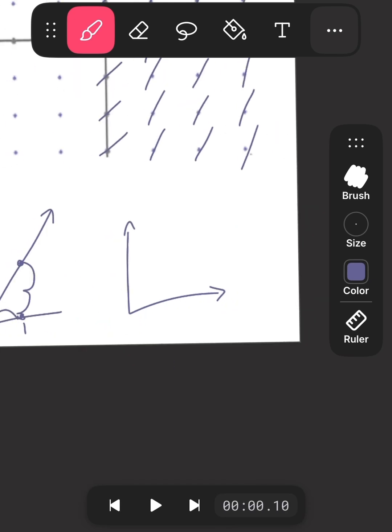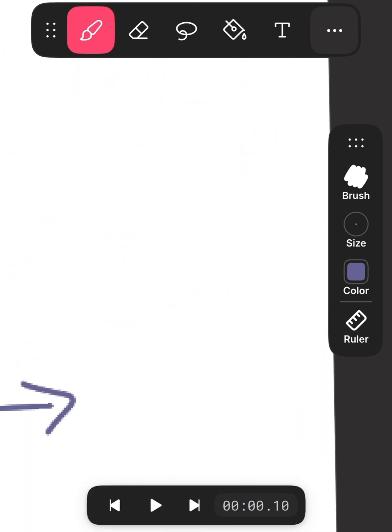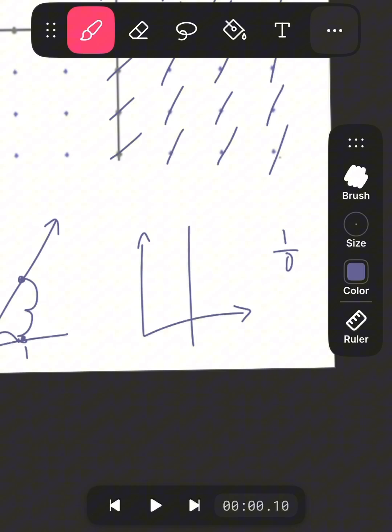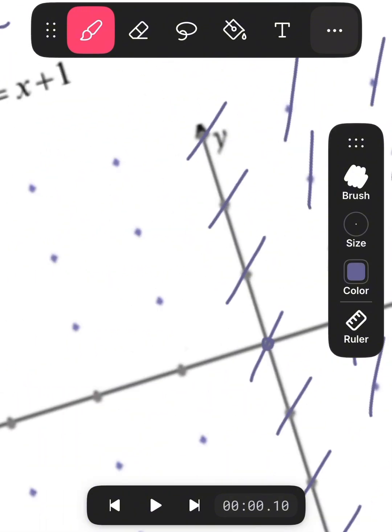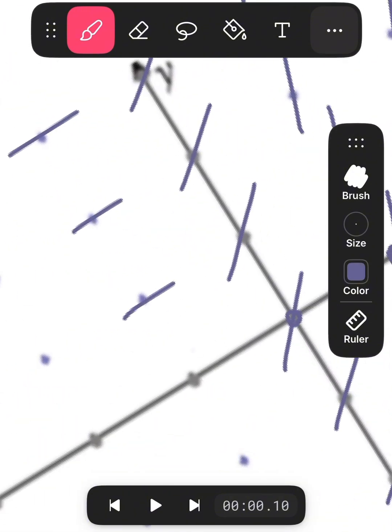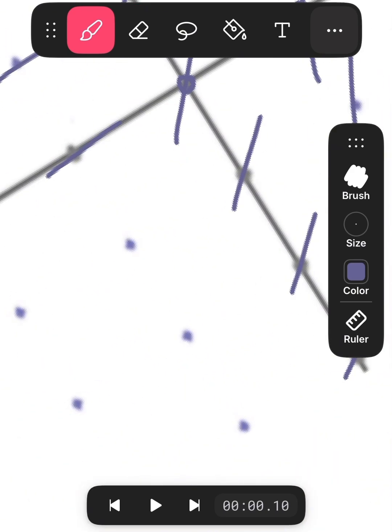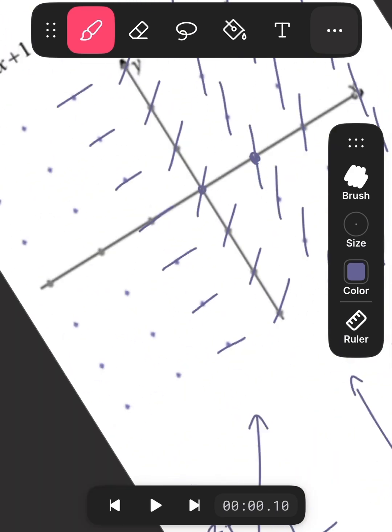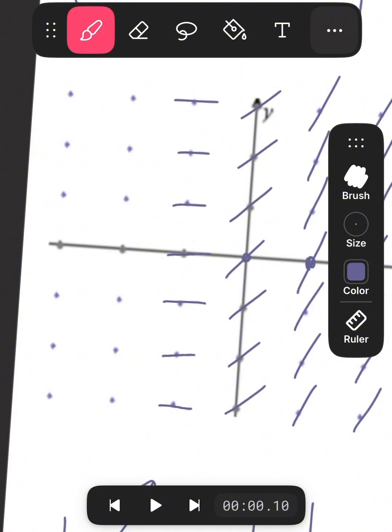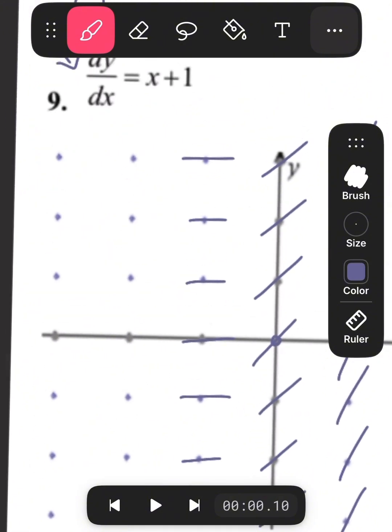Note that for a line that is undefined, where you'd get, say, 1 over 0, it's going to be vertical. But here, we're going to have a bunch of horizontal lines. It'll either be vertical or these are all going to be horizontal. And then we're going to have negative 2. So negative 2 plus 1 is negative 1.